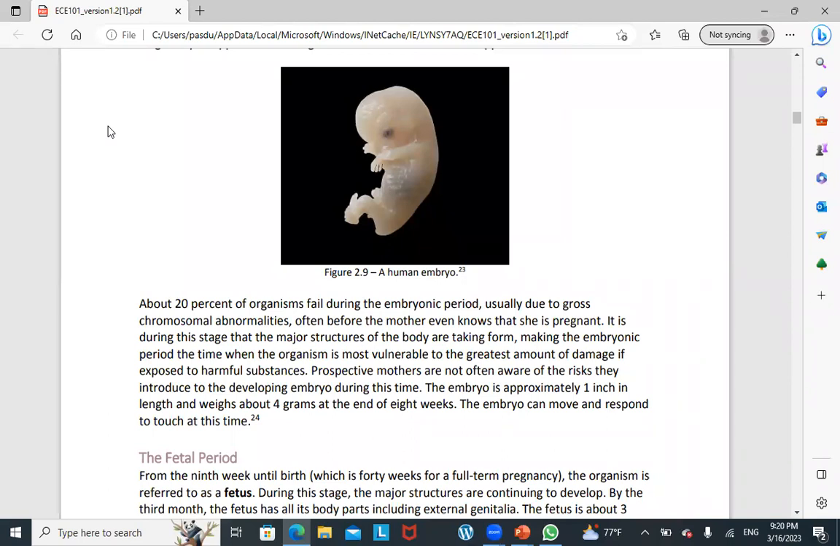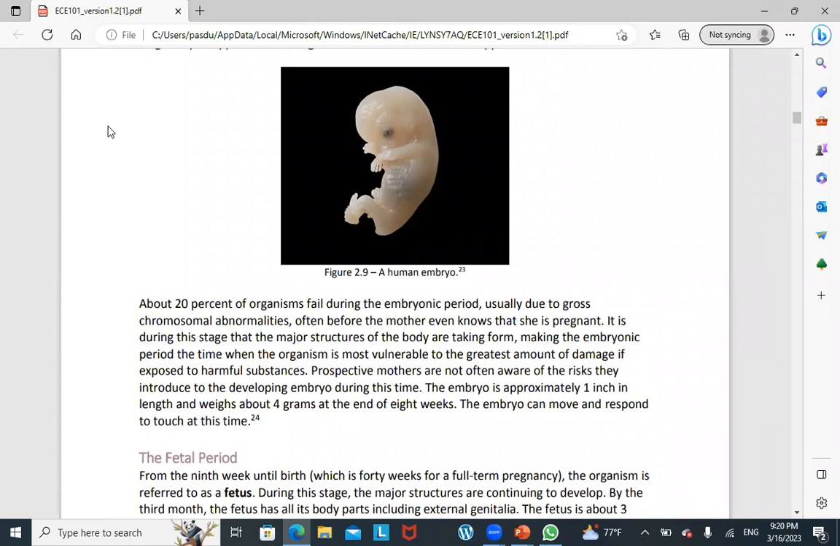These abortions take place. These are really kind of natural abortions, not forced abortions. About 20% of organisms fail during the embryonic period, usually due to gross chromosomal abnormalities, often before the mother even knows that she is pregnant.